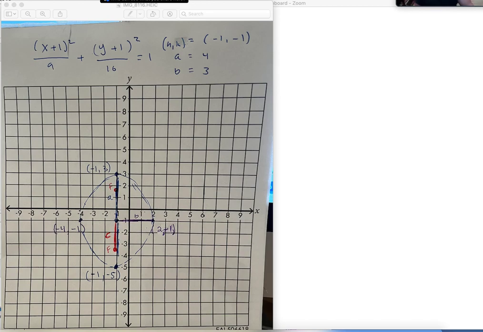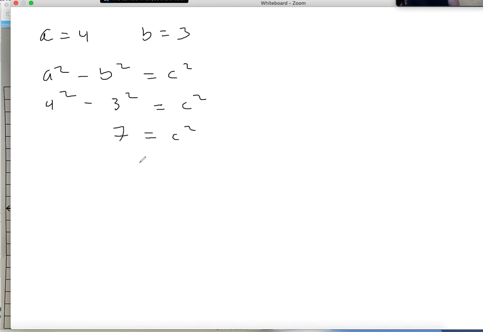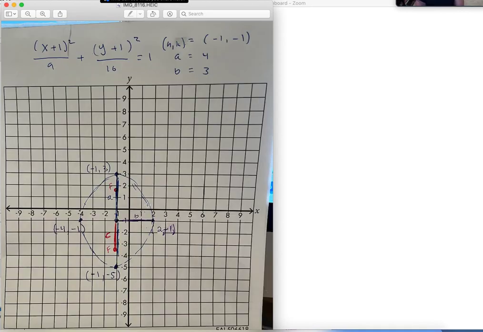The last thing we need to do for this problem is find the foci. And I have A and B, so let me hop over to the whiteboard here. So we knew that A was 4, and B was 3. So A squared minus B squared is C squared for an ellipse. And that's 16 minus 9, so that makes 7 is C squared. So now we know that C is square root of 7. And square root of 7, for purposes of my graph here, is about 2.6. So let me pop over to the graph now.